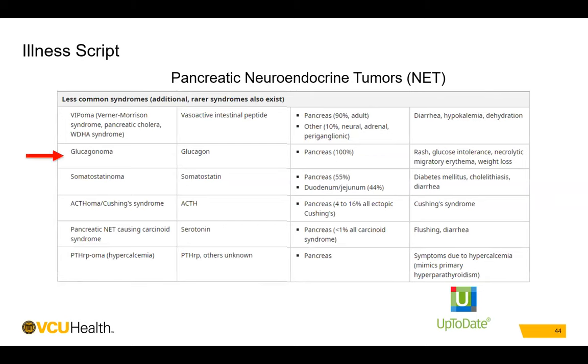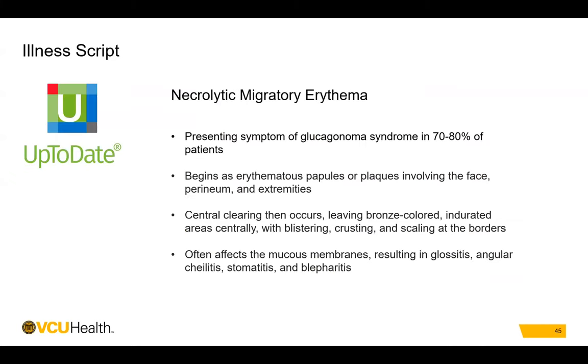Taking a look at glucagonomas, it does involve the pancreas, and you do get this rash. More specifically, this rash is necrolytic migratory erythema. It also mentions weight loss. We didn't get a comment one way or another if our patient had weight loss, and certainly in the setting of what I'm thinking now is ectopic ACTH production, it could confound the typical presentation. Looking into necrolytic migratory erythema, which I'm pretty sure is completely new to me, it's the common presentation of glucagonoma syndrome, the presenting symptom in about 70 to 80% of cases. Typically it begins as papules and plaques involving the face, perineum, and extremities, and often affects mucous membranes.